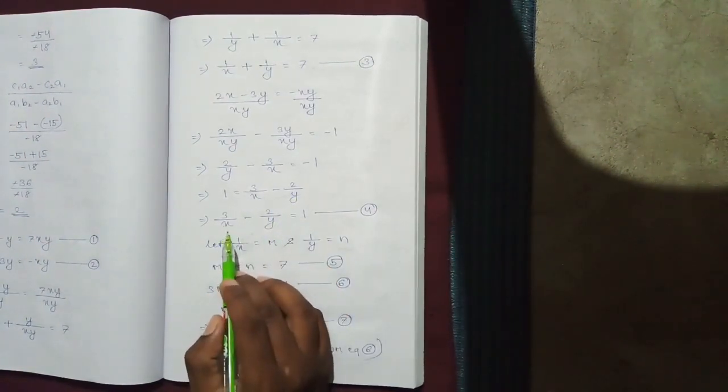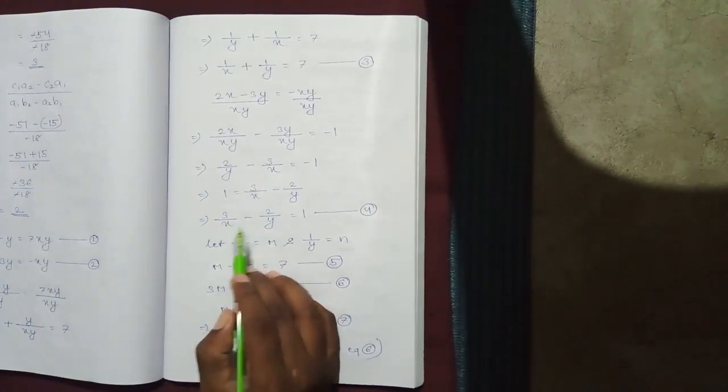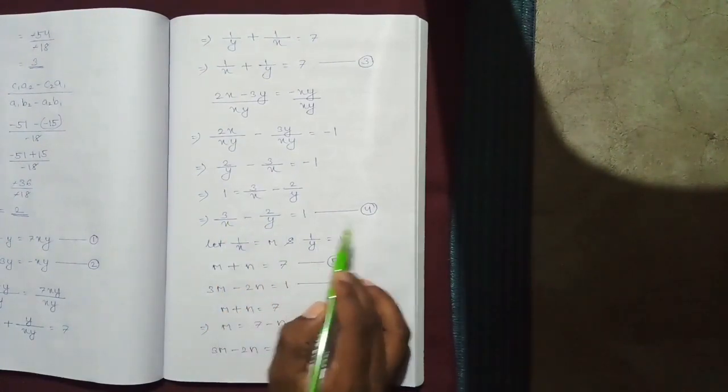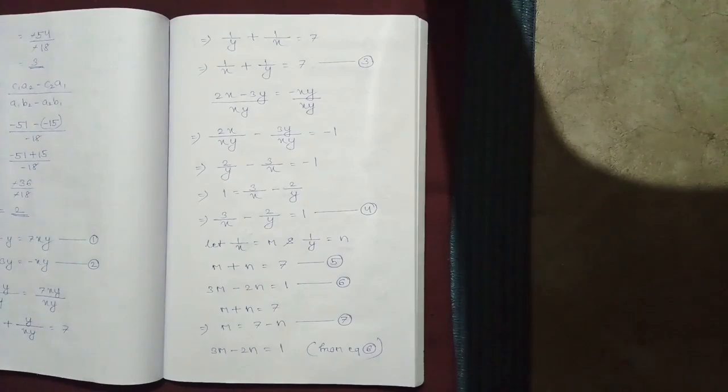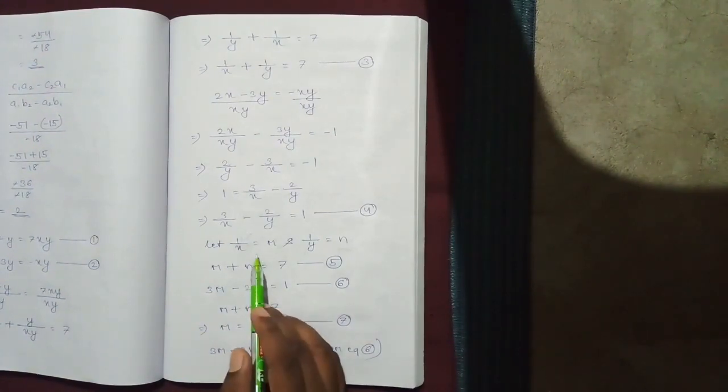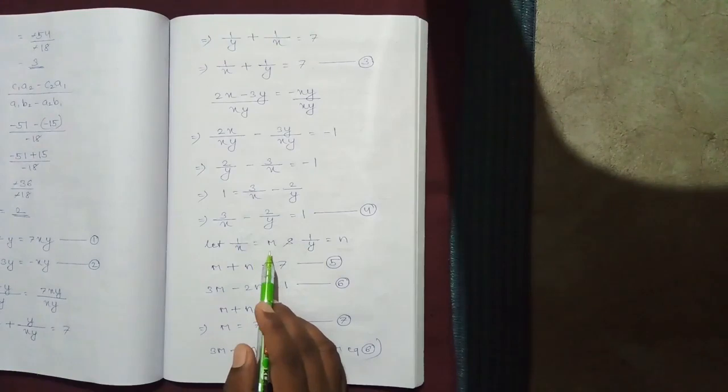Or 3 by x minus 2 by y is equal to 1, which is equation 4. But till now we have not got a linear equation. We have got x and y, and we have got a constant term. Still these two equations 3 and 4 are not linear equations, because you can see x and y are in the denominator part. Their power is not 1. So anyhow you have to convert to a linear equation.